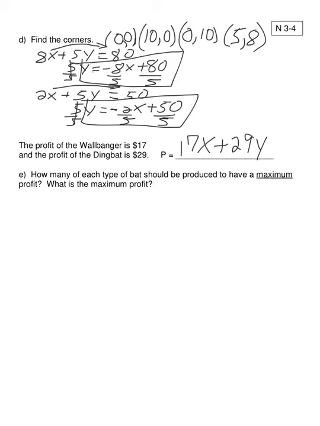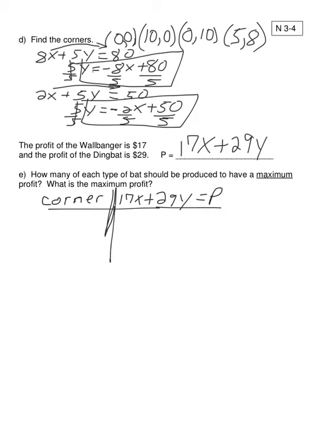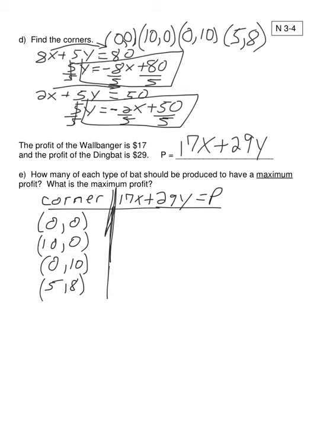This is what we did the day before, where we built a little table, a little T-chart. Corner. And we list our corners. And our equation is 17x plus 29y equals my profit. The corners, we already have them up top there. Corners are 0, 0, 10, 0, 0, 10, and 5, 8. Plug them into our equation, each one individually.